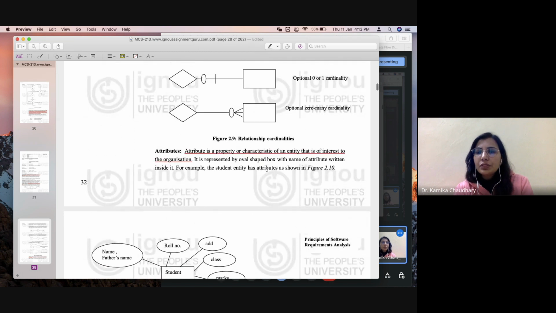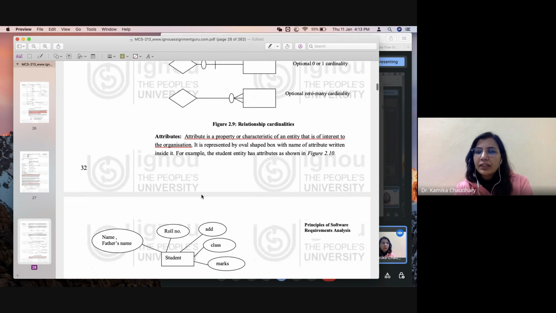Now, I've used the term attribute also. We are going to understand what an attribute is. Attribute means the property or the characteristic of an entity, right? It is a very common, general term, which we should always remember. Attribute is a property or the characteristic of any entity, meaning whatever property any entity has.